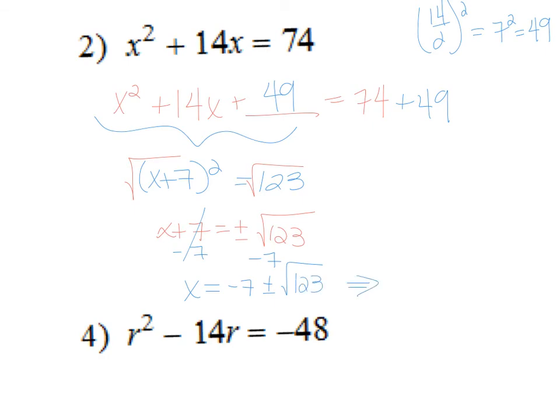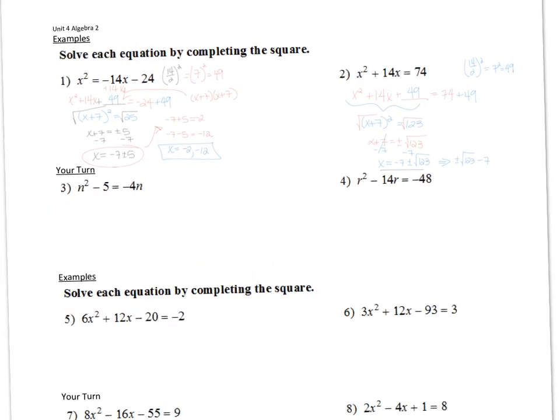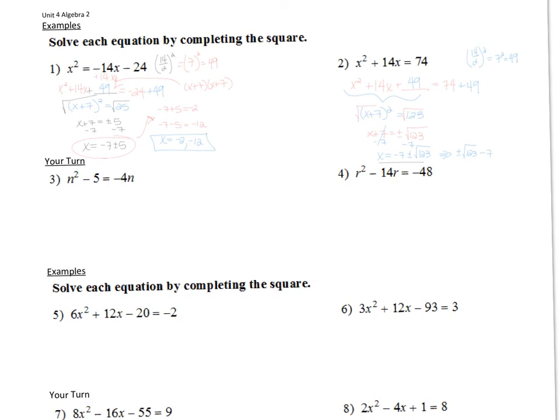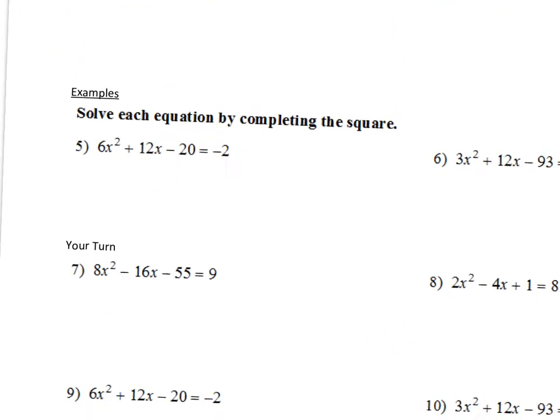If you end up doing plus or minus the square root of 123 minus 7, that's fine too. They're the same thing. I just think this way looks a little bit neater. All right, so that's how you would complete the square according to a trinomial.